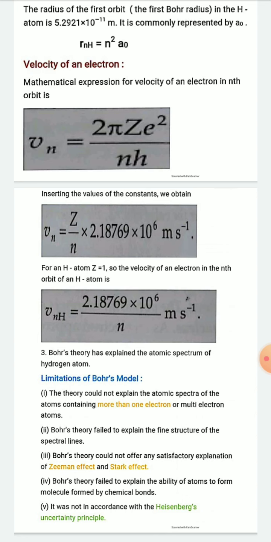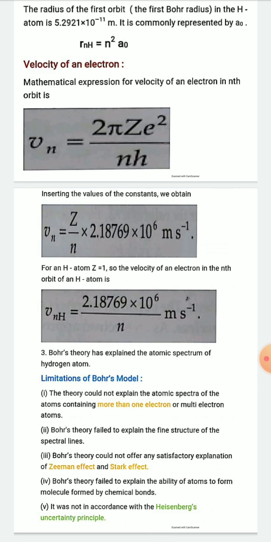That is, Bohr's atomic theory is not valid for multi-electron systems. It is valid for only one-electron systems like the hydrogen atom, like Li2+ ion, like He+ ion. Li2+ ion, He+ ion, and hydrogen atom, all these are one-electron systems, and for these one-electron systems Bohr's law is valid. But for multi-electron systems, that is atoms containing more than one electron, Bohr's theory could not explain their atomic spectra.